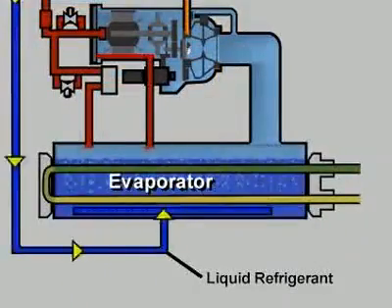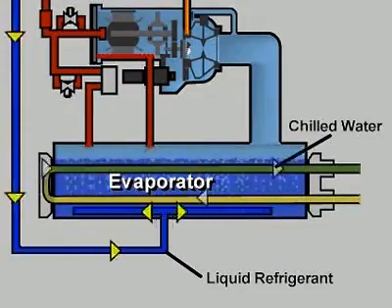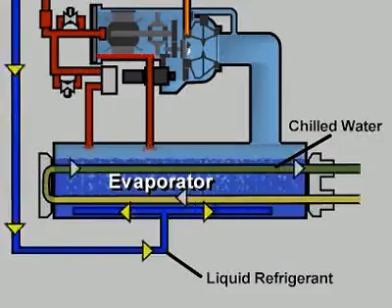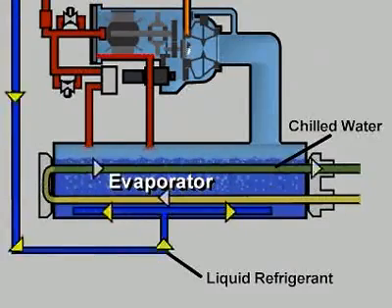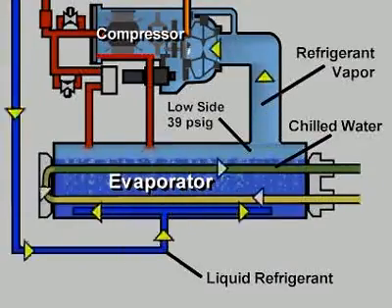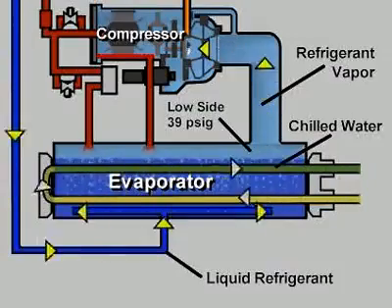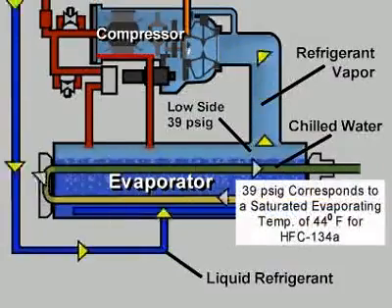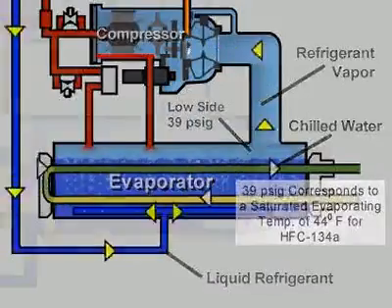Let's start the cycle as liquid refrigerant flows into the evaporator, a flooded shell and tube heat exchanger with chilled water in the tubes and liquid refrigerant in the shell around the tubes. We call it flooded because the liquid refrigerant covers the chilled water tubes. The centrifugal compressor continuously draws refrigerant vapor from the evaporator, maintaining evaporator pressure at 39 psig, which corresponds to a saturated evaporation temperature of 44 degrees.